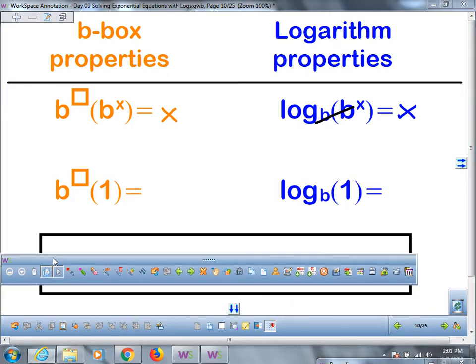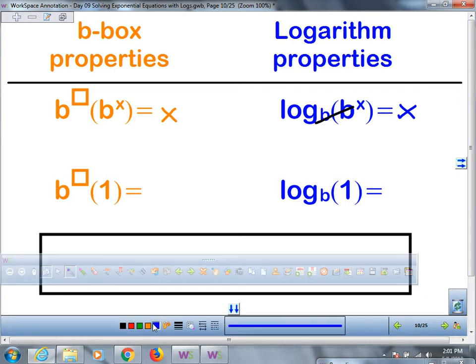Anything that gives me a 1 is 0. So it doesn't matter whether it's a b or a 5 or 100 or 1,000. It always is, the exponent has to be 0. That one you guys already pretty much know, right?